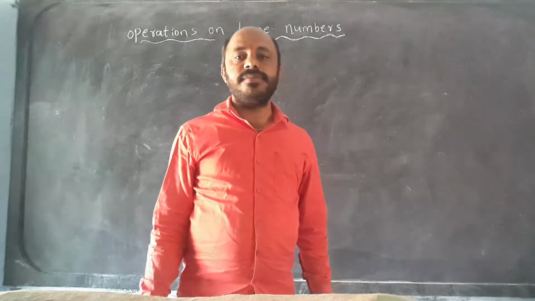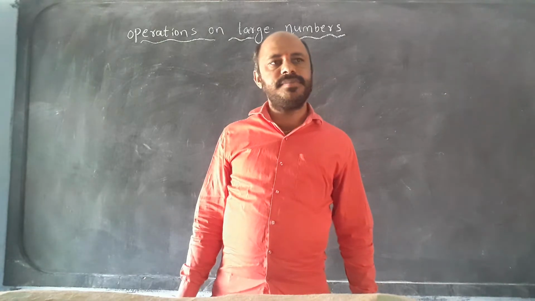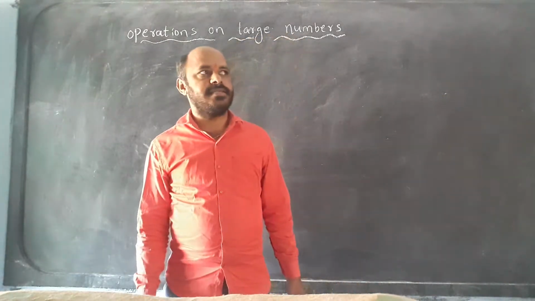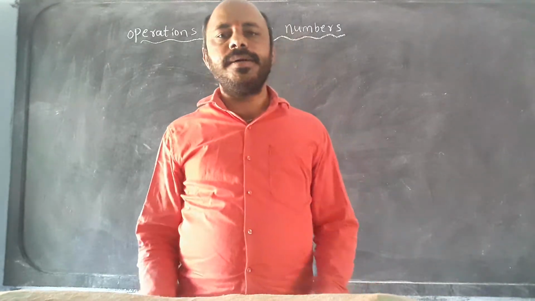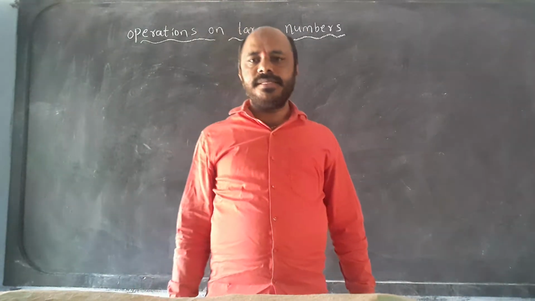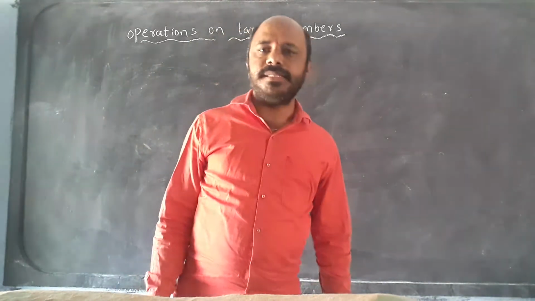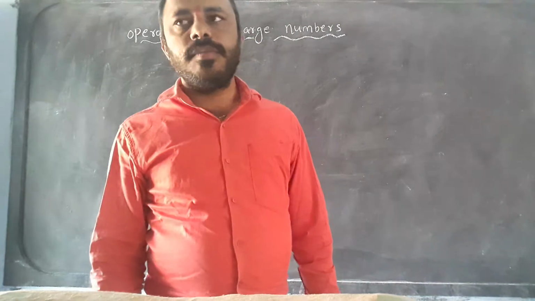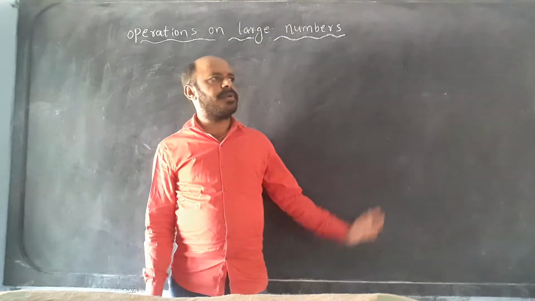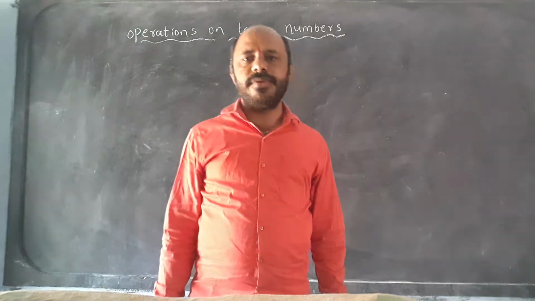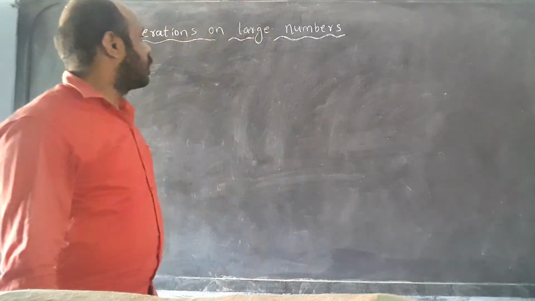In large numbers, I taught the Indian system, international system, predecessor and successor. Next were nearest tens, hundreds and thousands, smaller than and greater than numbers, and ascending and descending order. Roman numbers is also a subtopic there, which I completed till yesterday. Now today's topic is a new chapter, the four operations on large numbers.